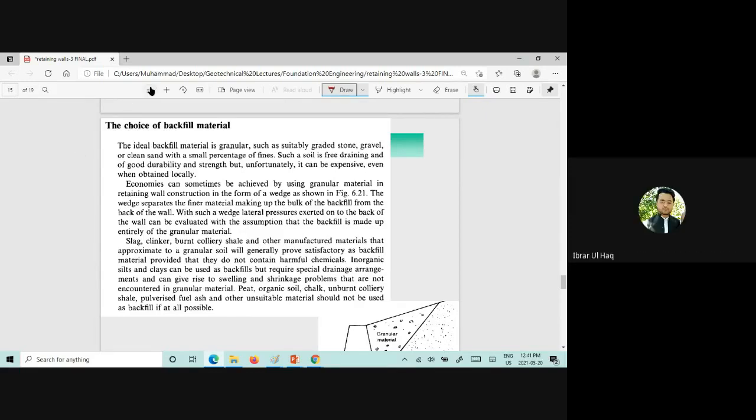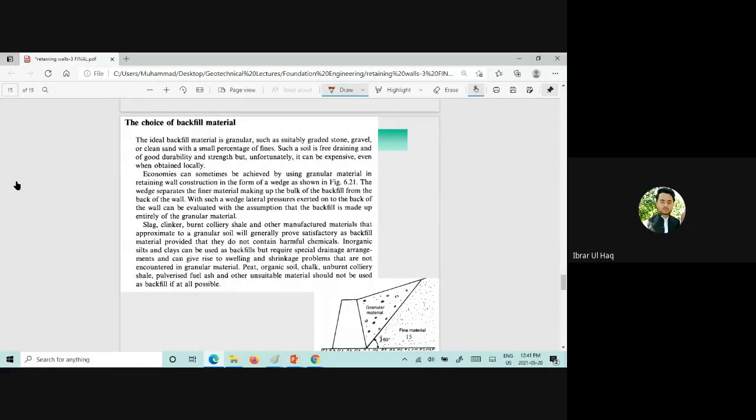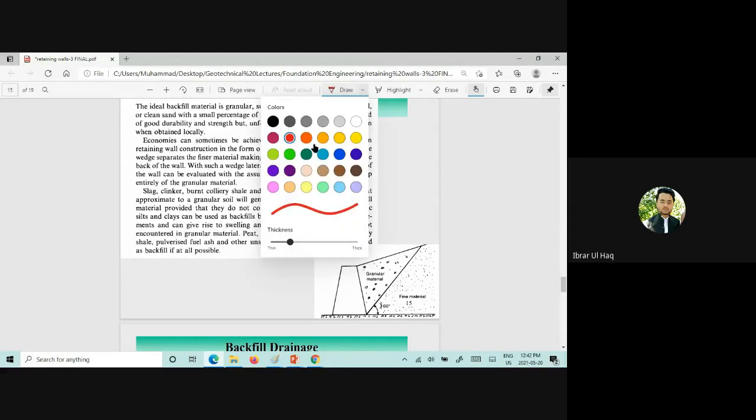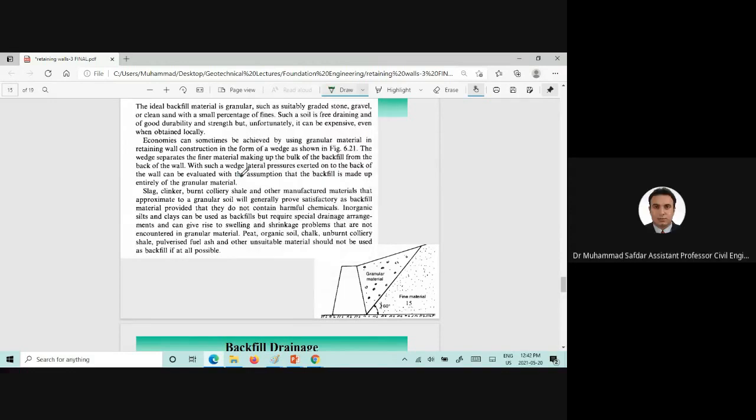The ideal backfill material is granular, such as suitably graded stone, gravel, or clean sand with a small percentage of fines. Such soil is free-draining and of good durability and strength, but unfortunately it can be expensive even when obtained locally. Economies can sometimes be achieved by using granular material in retaining wall construction in the form of a wedge, as shown in figure 6.21. The wedge separates the finer material making up the bulk of the backfill from the back of the wall.